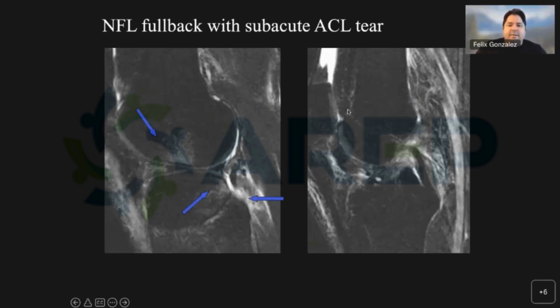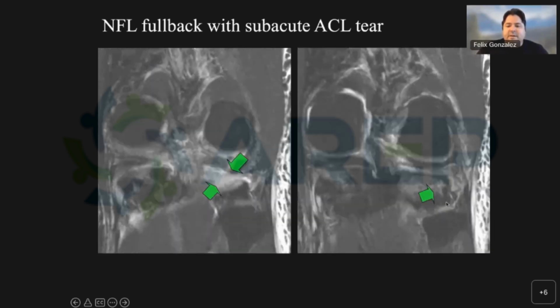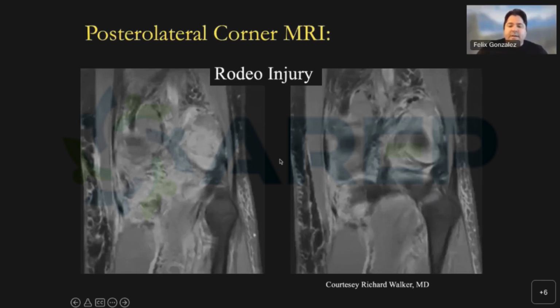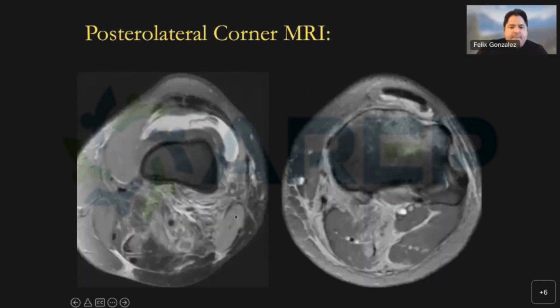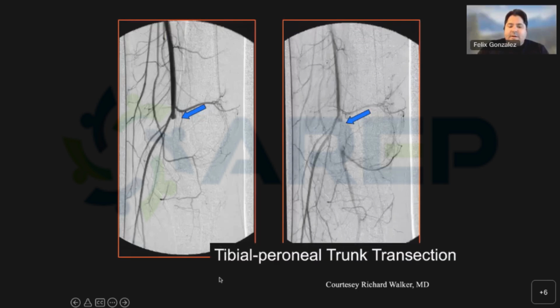This is an NFL player that presented with an ACL injury. And then you can see the extensive injury along the posterolateral corner here. The popliteofibular ligament is completely torn, and posterolaterally he was quite unstable. This is a radial injury, with, I mean, this is complete dissociation of the posterolateral corner here. However, he not only had that, he had a vascular injury. This is a catheter-based angiogram, and he had complete tibial trunk transection as a result of this injury.